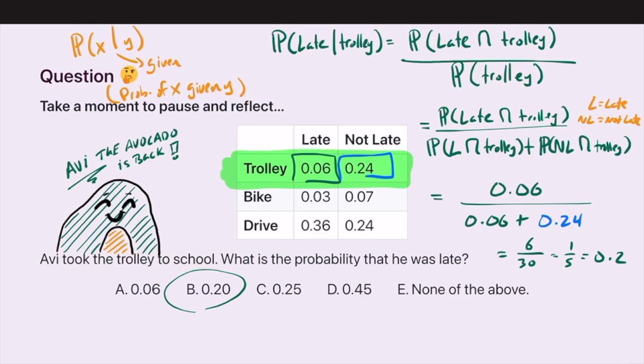Like, let's say we didn't know, then what's the probability of being late? That would have just been 0.45 again, because if we didn't know what mode of transportation he took, then that's just the probability of being late. But we know what that mode is. So the probability of being late is based on not being late and based on how many people actually took the trolley versus not, which is why the denominator has this whole thing kind of baked into it.